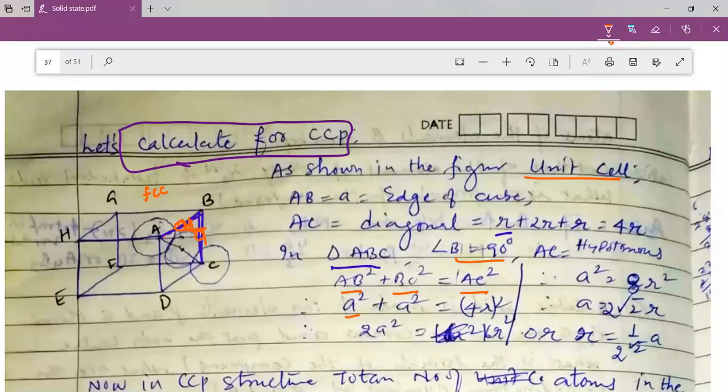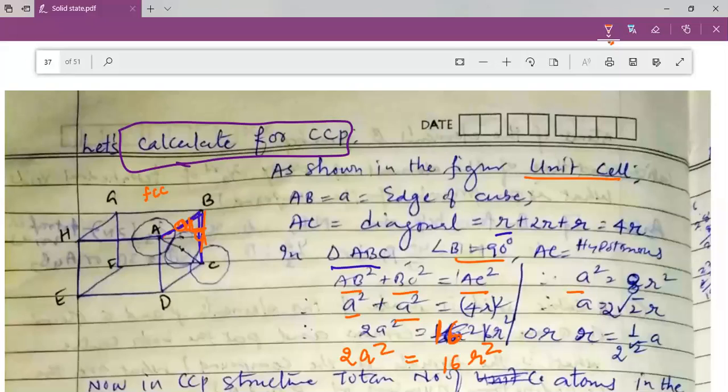BC is also equal to A, so your BC square is equal to A square, and AC is your 4R, so it is 4R square. So this is how, my dear students, we can write that 2A square is equal to 4 square, that is 16R square. We can easily write that 2A square is equal to 16R square.